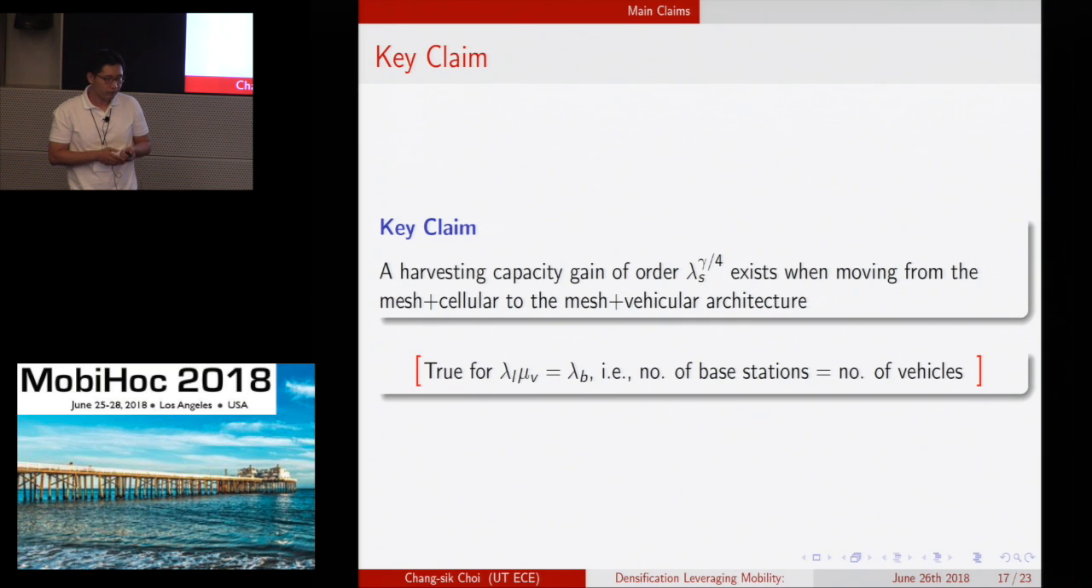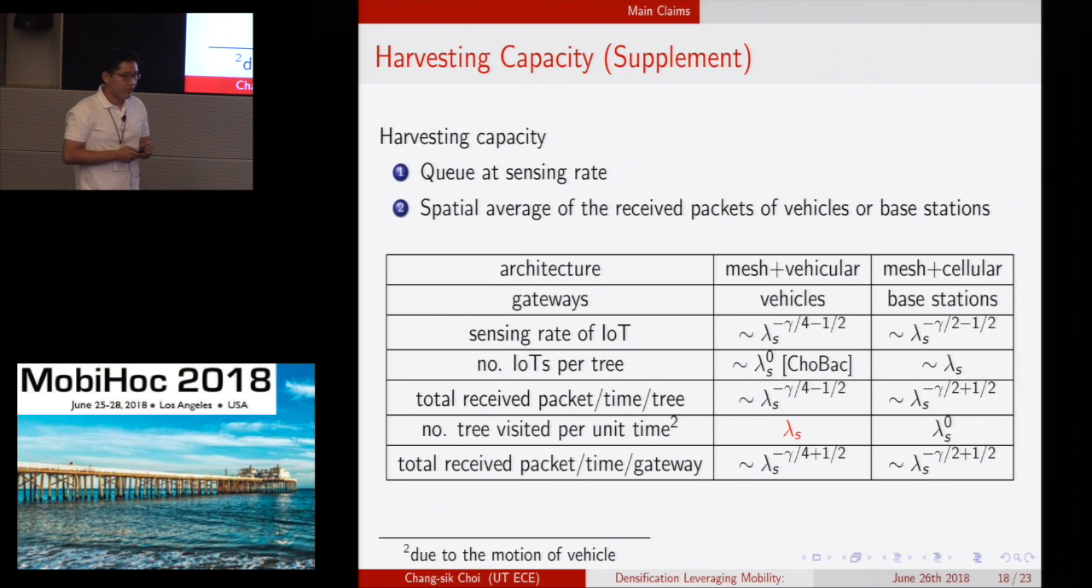This harvesting capacity is basically the spatial average of received packets at vehicles and base stations. So the gateways in mesh plus vehicular are vehicles, and in mesh plus cellular are base stations. And the sensing rate is given by the sensing capacity of a tree, but the number of IoT devices per tree is of order lambda s to the zero for the mesh plus vehicular architecture under our scaling assumption. And in mesh plus cellular, it's of order lambda s. So the total received packets per unit time per tree is given by this value. But in fact, in the mesh plus vehicular architecture, a vehicle visits order lambda s trees per unit time for any constant velocity. So the total received packets per unit time per gateway is given by this one.